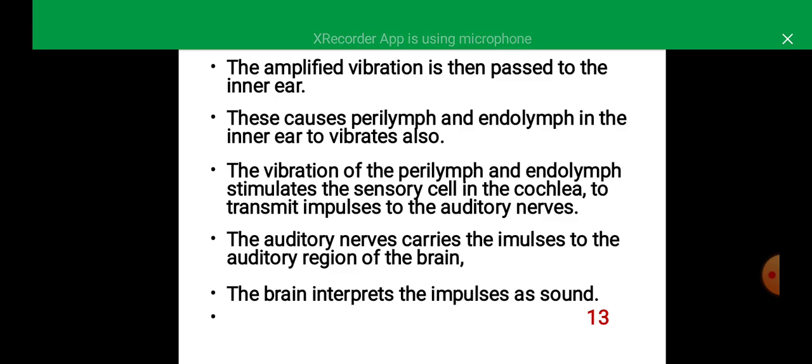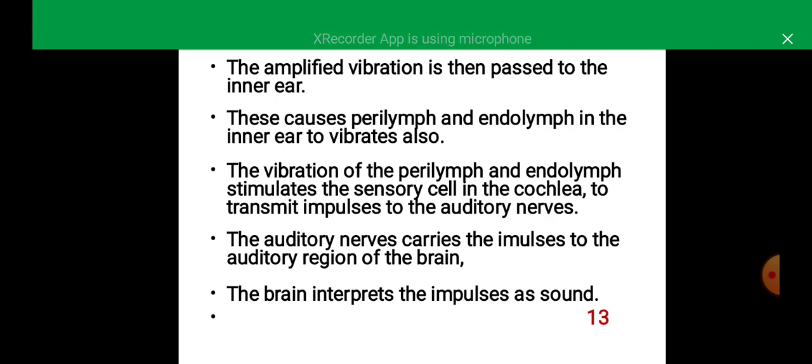Vibration of the endolymph and the perilymph stimulates the sensory cells attached to the cochlea to carry the sound vibration and relay it to the auditory nerves of the brain. Then the auditory nerves of the brain will now translate the information as sound, and it will now make meaning to the listener of the sound.